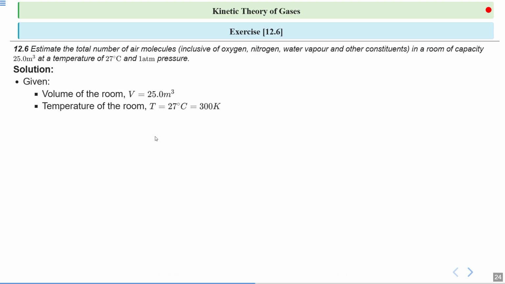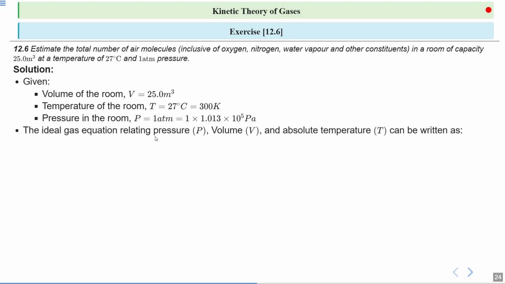Temperature of the room is given as 27 degrees Celsius, which we need to convert to Kelvin for our calculations. In Kelvin, this temperature is 300 Kelvin. Always remember to convert temperature to Kelvin when using the ideal gas law. Pressure in the room is given as 1 atmosphere. We convert this to pascals, the SI unit for pressure. So 1 atm is equivalent to 1.013 into 10 raised to the power 5 pascals.